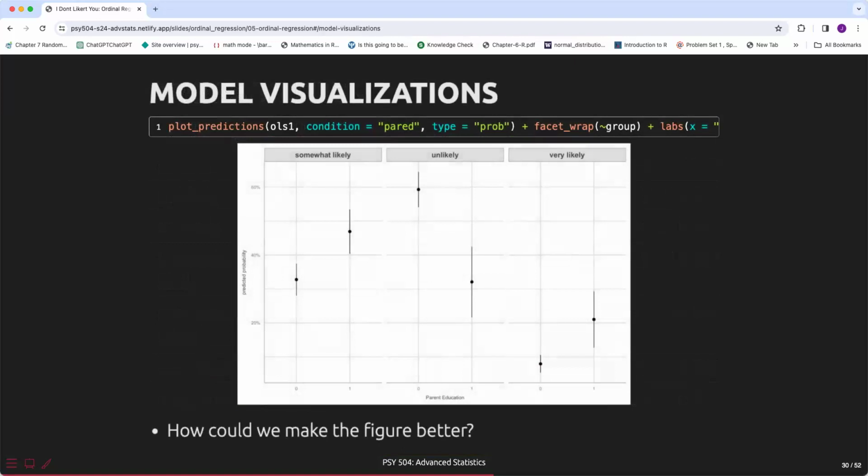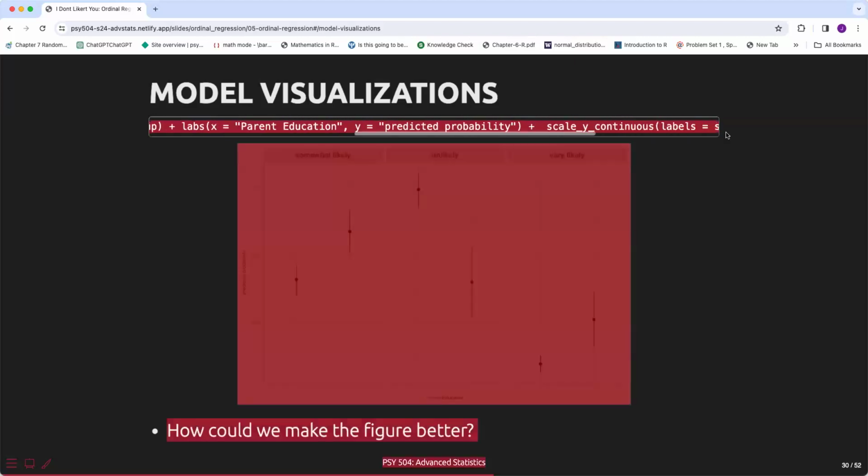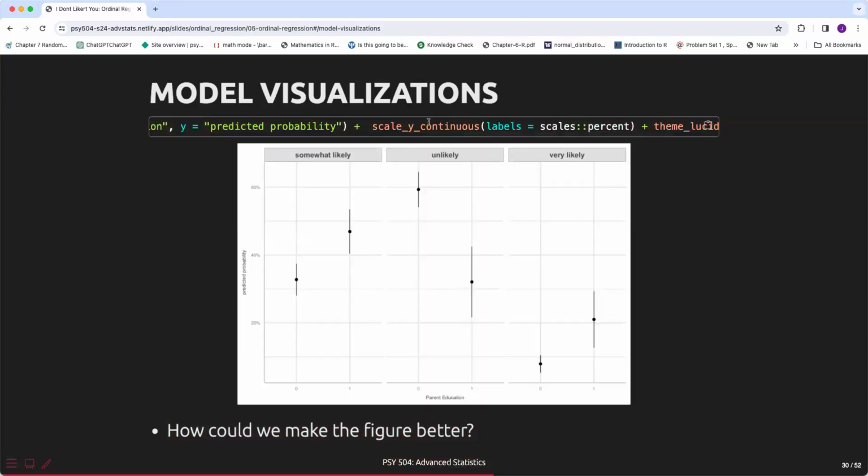In terms of visualizations, it's quite common to visualize these types of models using predicted probabilities. What I have highlighted here is a function from marginal effects again. I really love this package, so I'm glad I'm getting to use it more. They have a function called plot predictions that will output something that looks like this. This is the predicted probability in each of the categories by parent education. And you can also modify these using ggplot syntax to make it a little prettier.